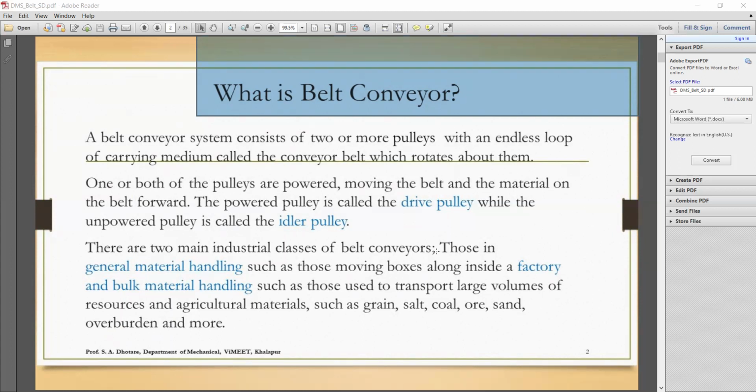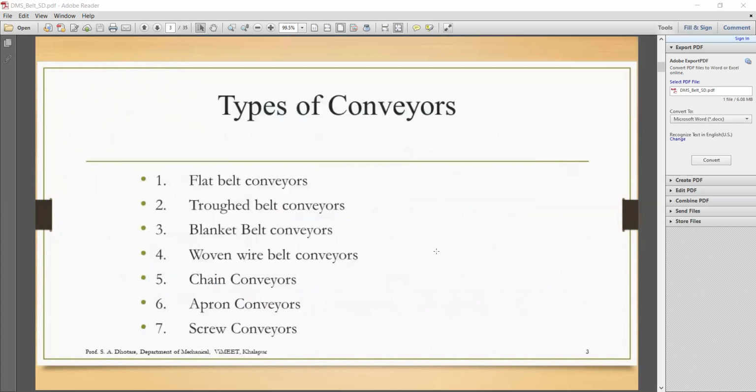These conveyors are made with the help of a few components. Normally it has a driving pulley, which we have just discussed. Then a tail pulley, which is non powered. Then a snub pulley, belt conveying idlers, also called belt rollers. Then a return idler, then belt pulley.